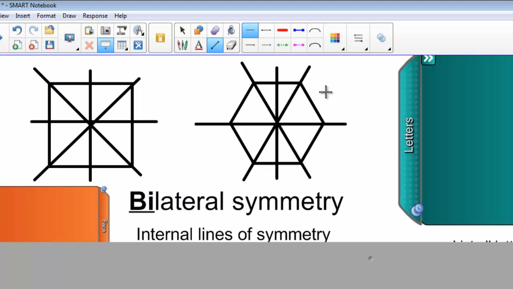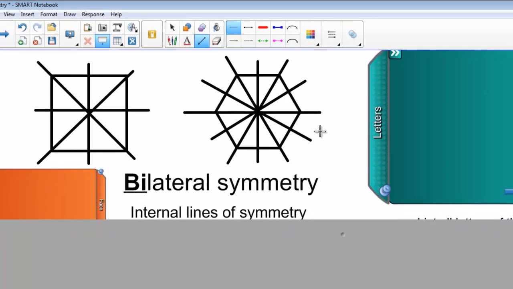So we can cut it in half going this way. So we've got five. Oh, and there's another one, six. And cut it in half going that way. So a hexagon has six lines of symmetry, and a regular hexagon, where all the sides are exactly the same length, has six sides as well, and six equal angles. So in bilateral symmetry, if you're dealing with a regular object, the number of sides it has will also equal the number of lines of symmetry.